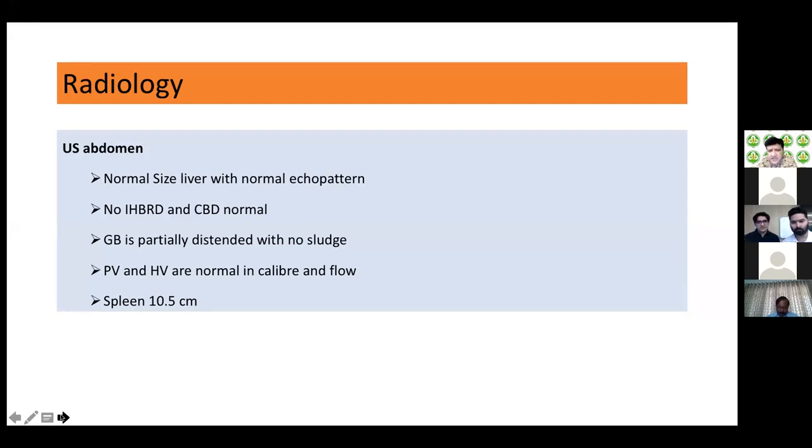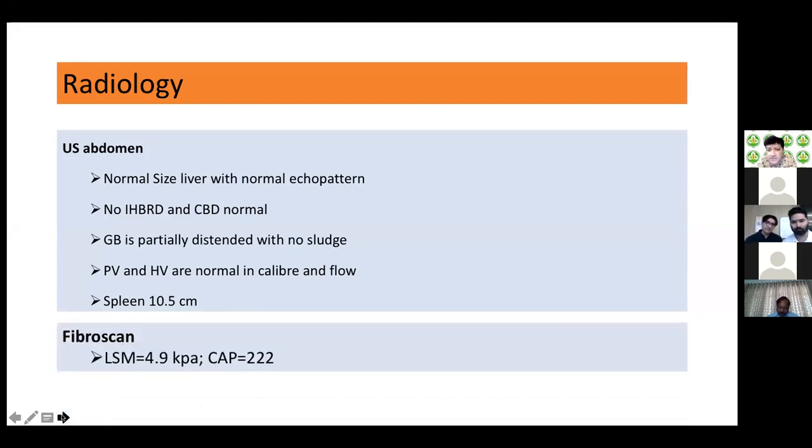So yes, I think we can look at this, but as rightly put by Dr. Setu Babu, this will not help you in making the diagnosis. It may help you in staging the severity of the disease, but not in making the diagnosis. So the LSM was 4.9 and the CAP was 222. Your thoughts or comments on this? Sir, liver stiffness is 4.9, so I think that's normal. After this, we can go for a liver biopsy.